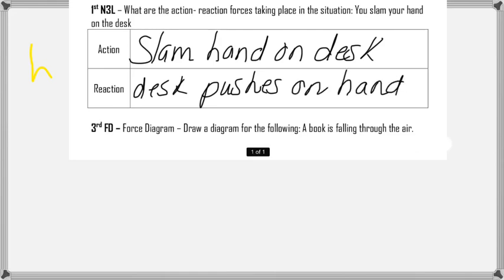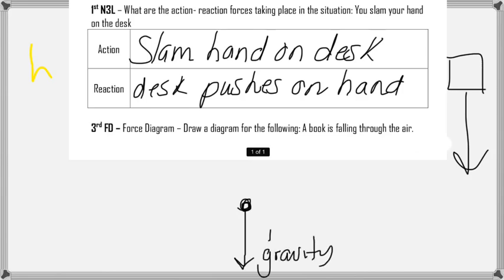Okay, force diagram. Draw a diagram for the following. A book is falling through the air. So if a book is falling, it's going down. Okay, so I'm going to draw my force diagram. Obvious one is gravity. Okay, force of gravity. And then, there is a normal force, but it's not very big, obviously, if the book is going down. And there definitely is air resistance because it's moving through air. And then if you really want, there definitely is friction too, because moving through air is causing friction. But none of these are big enough to overpower this one. All right? So that's what that looks like.